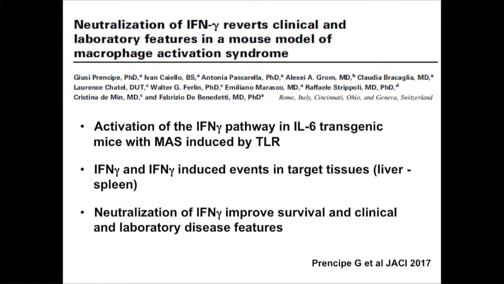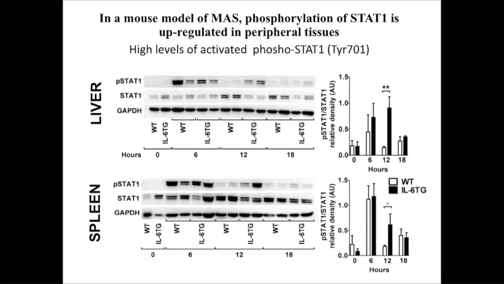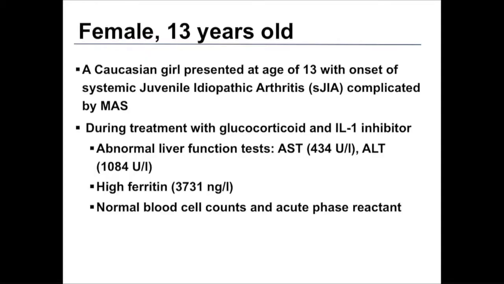In which essentially Juicy, again she's sitting here, has looked at the ability of neutralization of interferon gamma to make things better for the mice, and has looked at interferon gamma related events in target tissue, particularly liver and spleen. And I'm showing you a couple of data here showing increased activation of STAT1, phospho-STAT1, in the liver and in the spleen. This is particularly prolonged activation, as if these mice cannot control the activation induced by a toll-like receptor ligand in the high background of interleukin-6.